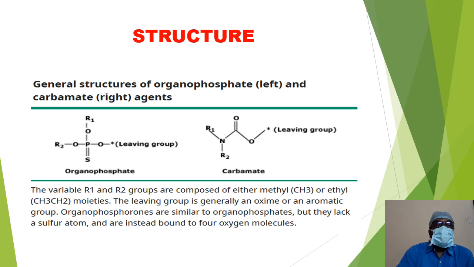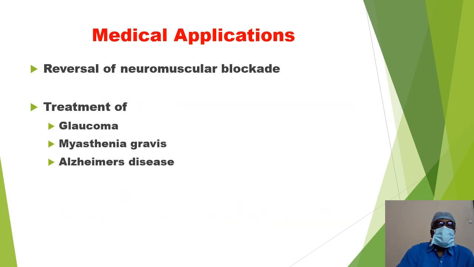So coming to my topic, it's organophosphorus and carbamate. This slide shows the structure of both organophosphorus and carbamate on left and right sides respectively. So the R1 and R2 groups which have been shown are composed of either methyl group or ethyl group. The importance of which will be useful in knowing the severity of toxicity of the organophosphorus compounds, and also the use of oximes in treatment of organophosphorus poisoning.